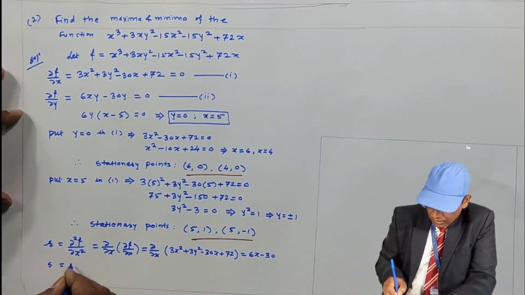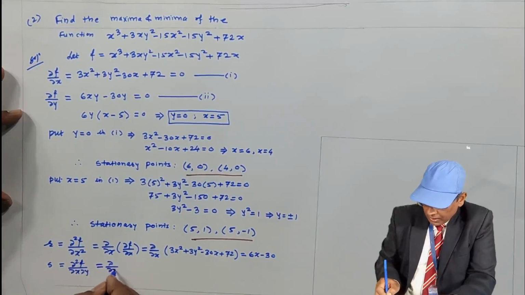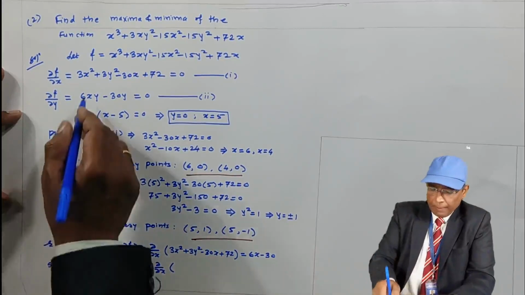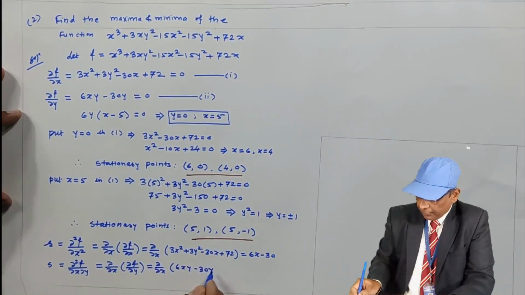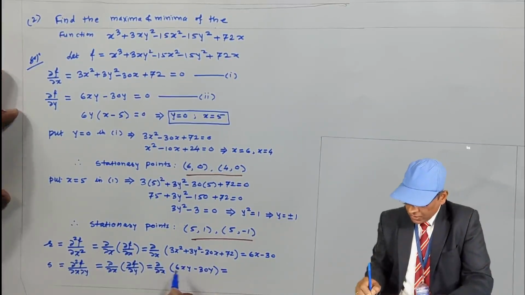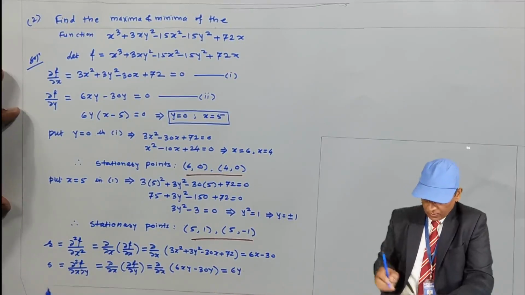Now S I am going to calculate. It is del 2 f by del x del y. This can be splitted in this way, del x of del f by del y, and del f by del y is 6xy minus 30y. Now take derivative carefully. Derivative with respect to x is 6y. Derivative of the constant term is 0.